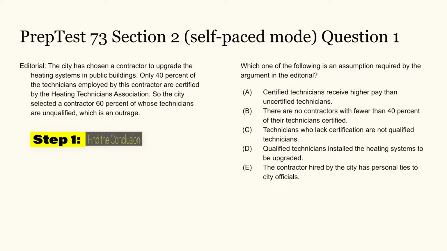The first step to diagramming an argument is to find its conclusion. Here, the conclusion is the last sentence because it starts with the word so, which is a conclusion indicator.